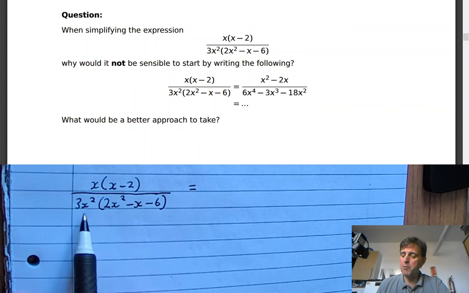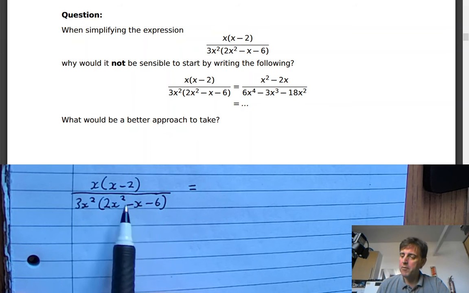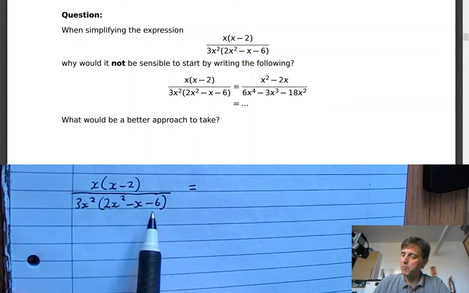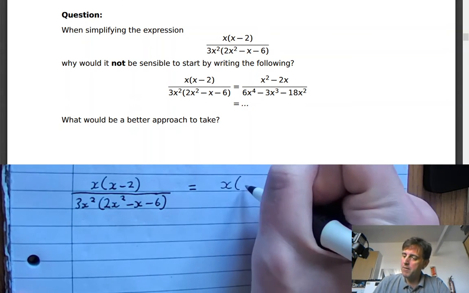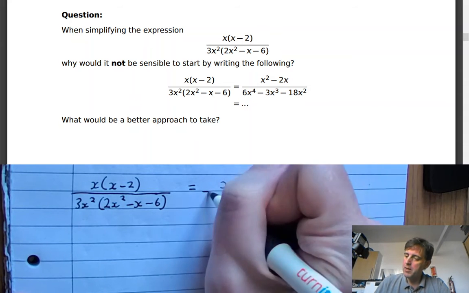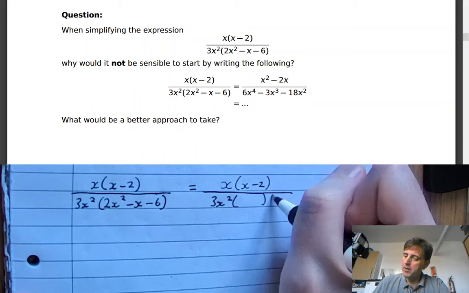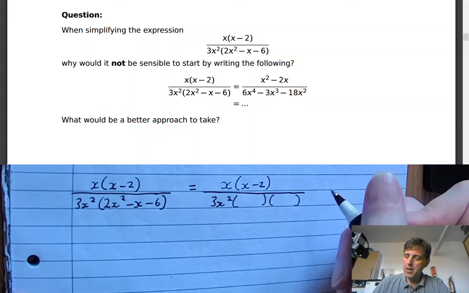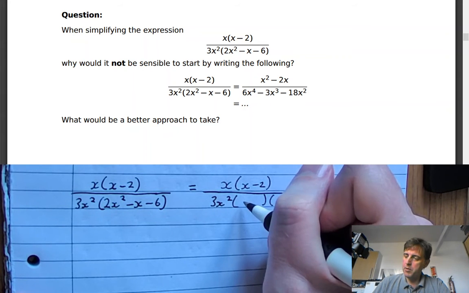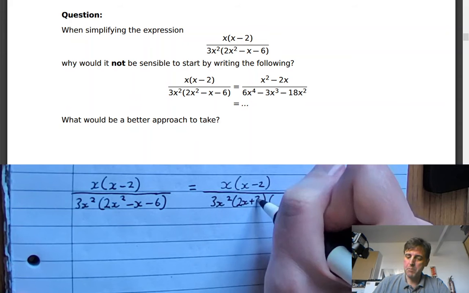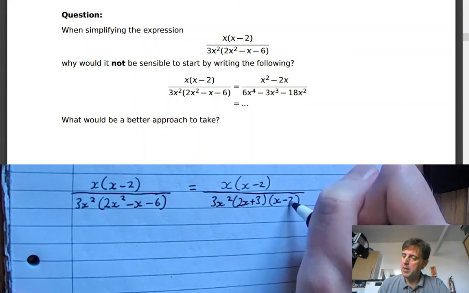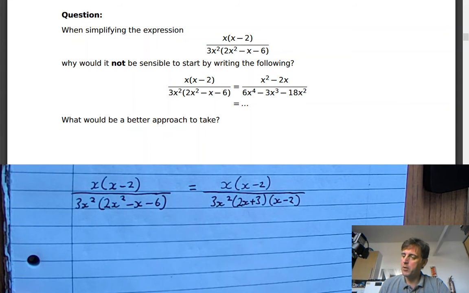Here we've got the 3x squared, which has already been factorized, but I've got a quadratic factor here which I could be factorizing as well. So let's see if I can factorize that quadratic expression in the denominator. And I think it becomes 2x plus 3 multiplied by x minus 2. Let's just quickly check. Yep, I think that works.